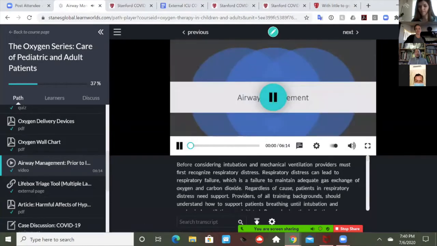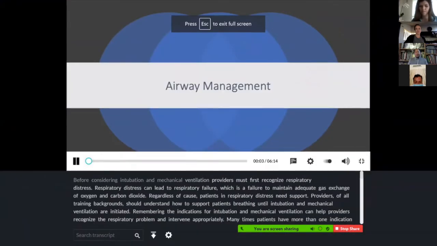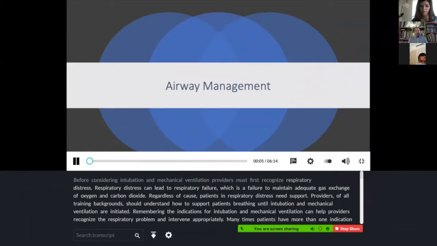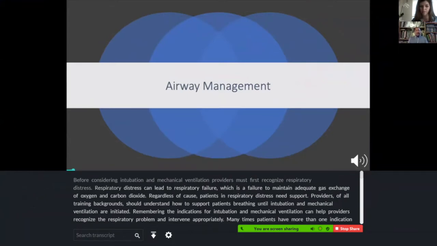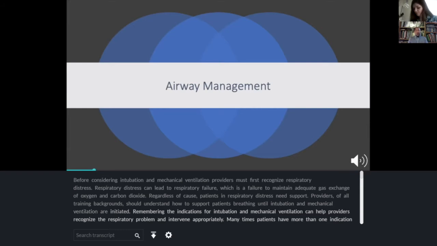Before considering intubation and mechanical ventilation, providers must first recognize respiratory distress. Respiratory distress can lead to respiratory failure, which is a failure to maintain adequate gas exchange of oxygen and carbon dioxide. Regardless of cause, patients in respiratory distress need support. Providers of all training backgrounds should understand how to support patients' breathing until intubation and mechanical ventilation are initiated.